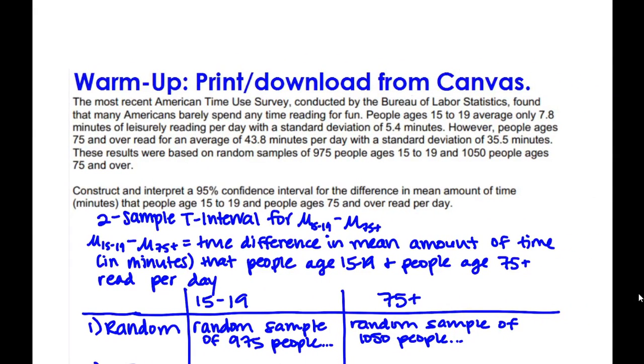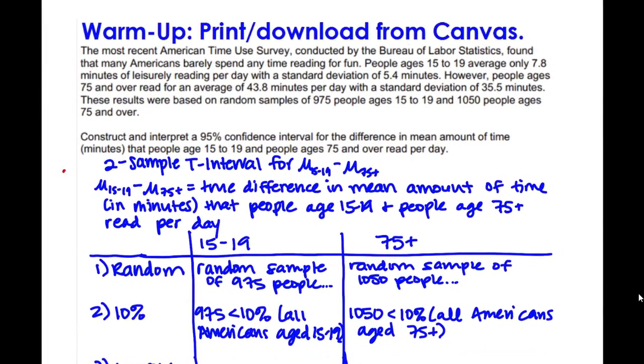All right, this was a two-sample t-interval for the difference in the means between the two age groups, 15 to 19 and 75 plus. So just a couple of reminders. Remember, the P section of PANIC is our parameters. So this is our parameter here, and then this is the procedure.